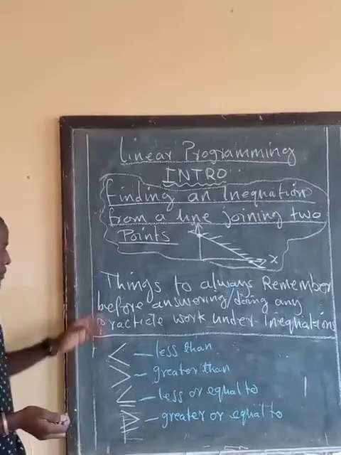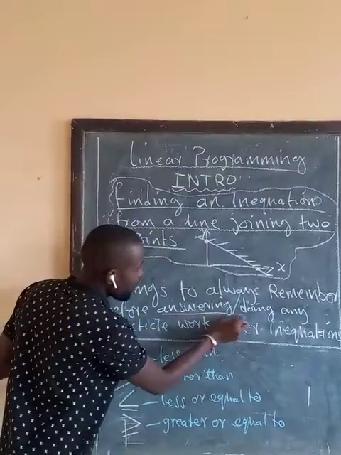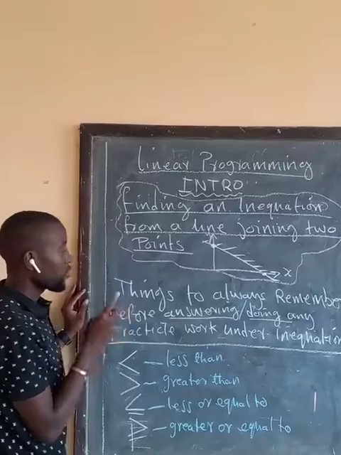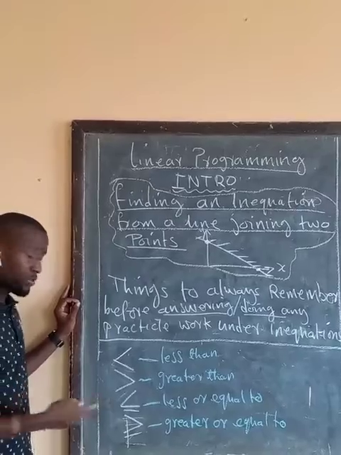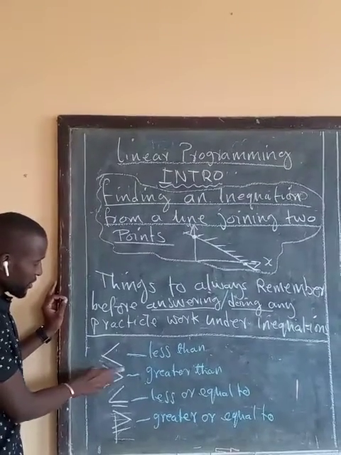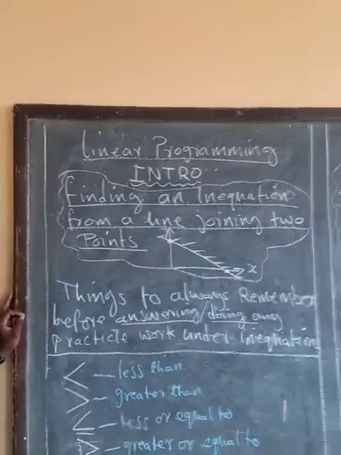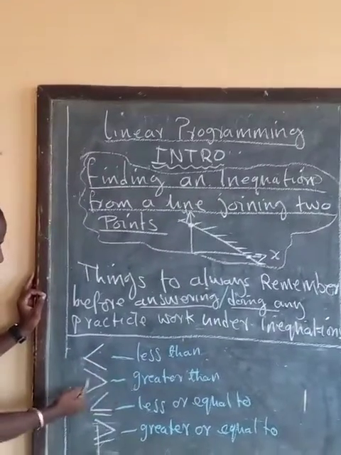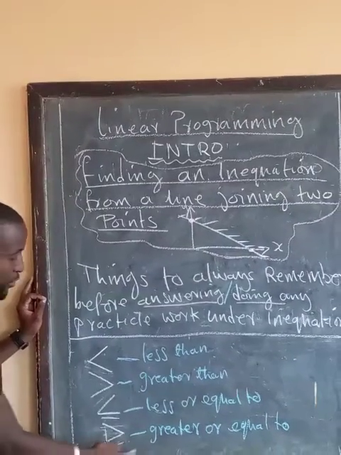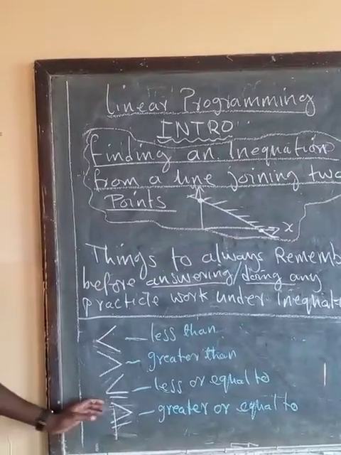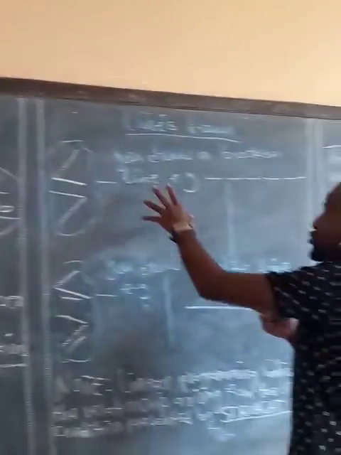First thing first, things to always remember before answering or doing any practical work under an equation. Number one, these symbols. I'm sure you're so familiar with these symbols. You learned these symbols in your early grades. We're just going to move quickly here and not waste much time. We have this symbol which is less than, this symbol greater than, this symbol which is less than or equal to, and this symbol which is greater than or equal to. So don't misinterpret these symbols, they are very important. Master them. Let's proceed. Lines to be drawn.